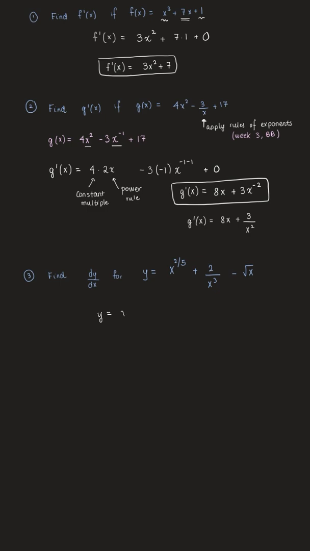So I have y equals x to the 2/5. I'm going to leave that as is. But for 2 over x cubed, I am going to bring x cubed up to the numerator as x to the negative 3. And I'm going to rewrite the square root of x as x to the 1/2.